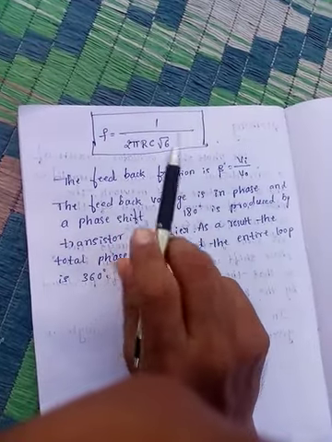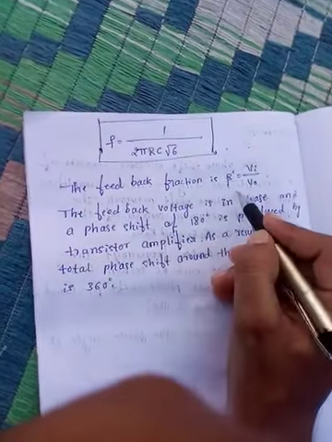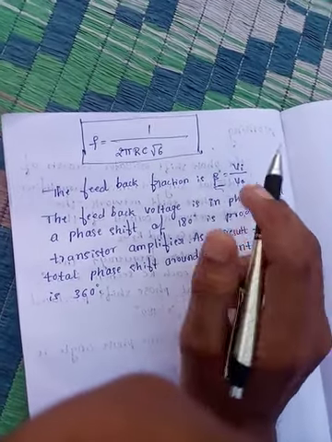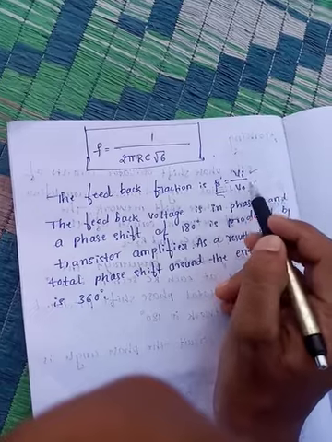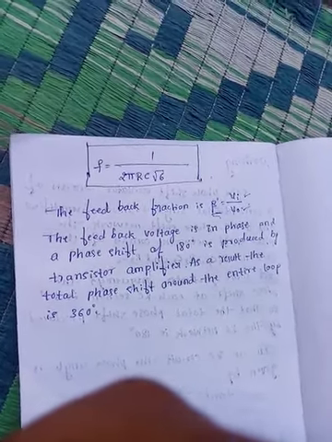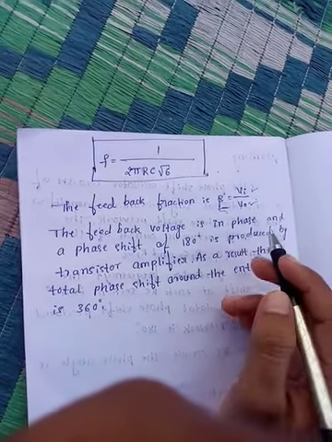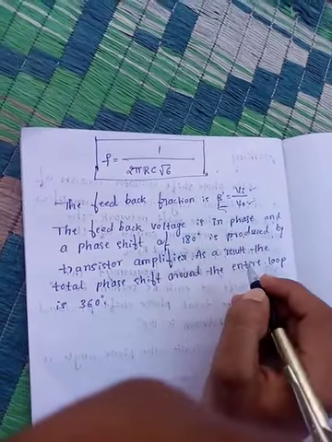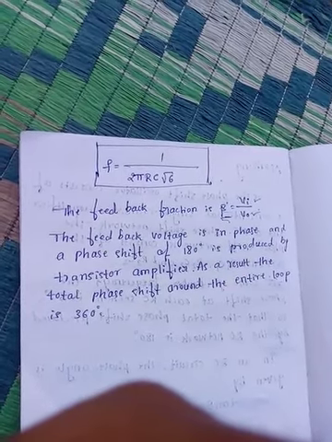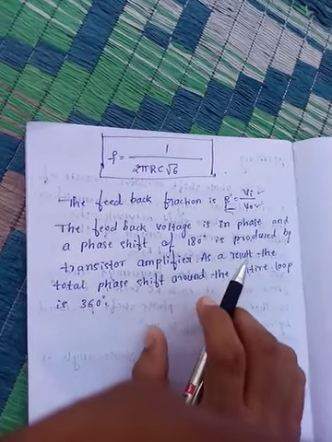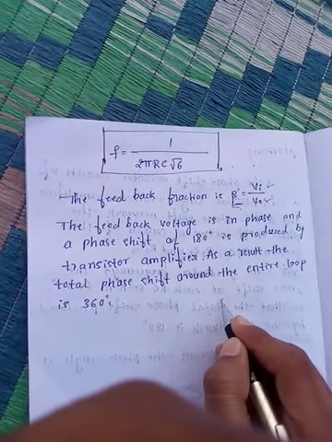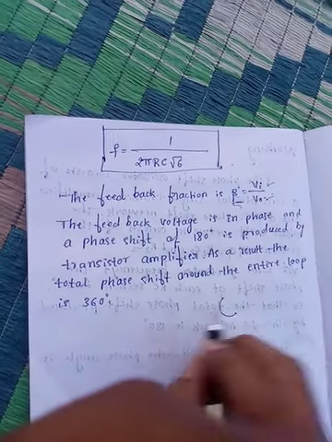Now the feedback fraction is beta. This is the feedback fraction, the ratio of the feedback voltage to the output voltage. Therefore the feedback voltage is in phase, and a phase shift of 180 degrees is produced by the transistor amplifier. Finally, as a result we get an entire loop. The entire loop is 360 degrees.